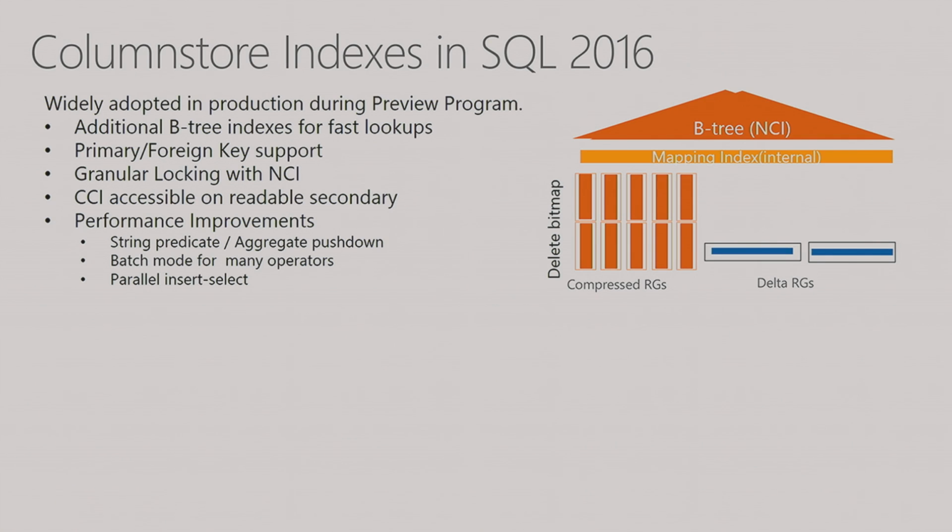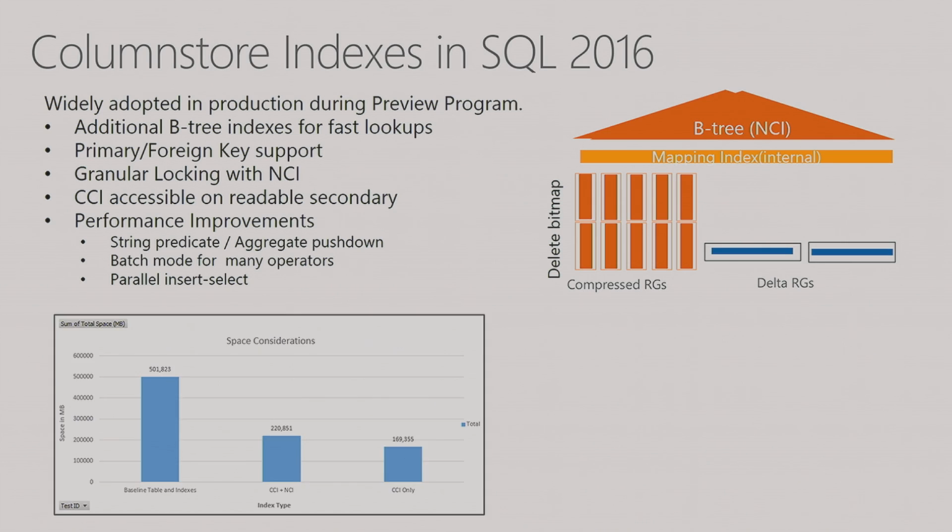Now all of this is good in terms of enhancements, features and so on. What did customers find? And I just want to zoom in for a minute and try to highlight a couple of these key things. This is a diagram which actually shows you space savings when we are dealing with column store indexes.